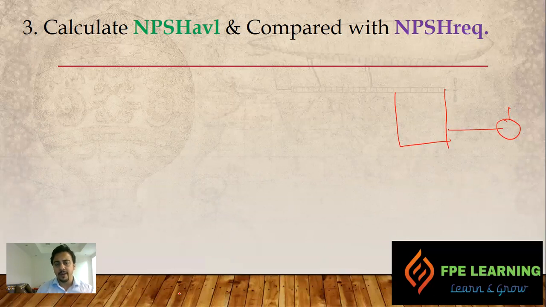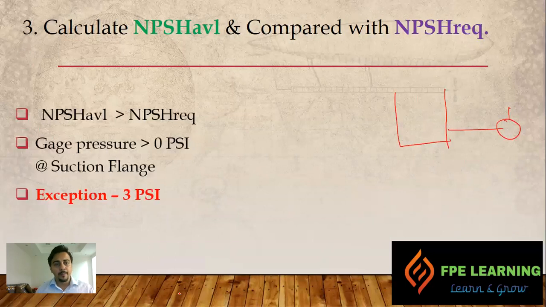Sorry, not the hydrant flow test. So it comes from the pump manufacturer, right? So you have to read that one and make sure that whatever required by this pump must be available at the site from the fire pump, right? So always NPSHs available should be always greater than required, and the gauge pressure at the suction flange should be always 0 psi.